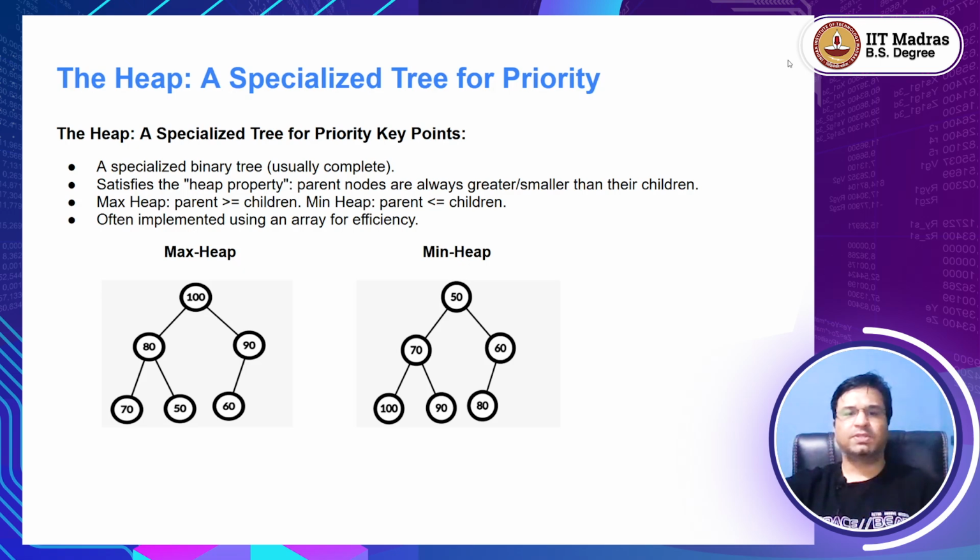Here is a conceptual representation for max heap and min heap. Crucially, a heap is typically a complete binary tree. This means all levels are fully filled except possibly the last level, which is filled from left to right. This completeness allows heaps to be represented and manipulated very efficiently using an array, where parent-child relationships can be calculated using simple arithmetic on array indices.